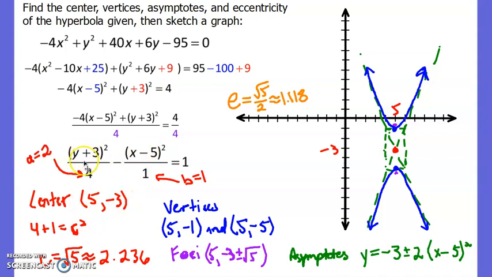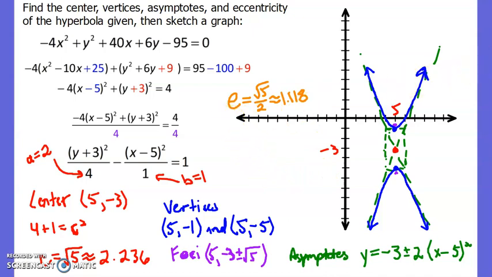We want to travel up and down. We want our y value to be what we're adding a onto and subtracting it away from. So negative 3 plus 2 and negative 3 minus 2. And then we're also going to take that same idea, take that center, and add or subtract the c value to get the foci, which notice are very close to the vertices because, again, it's a very narrow hyperbola. Our eccentricity was only 1.118. I hope that helps you graphing hyperbolas.